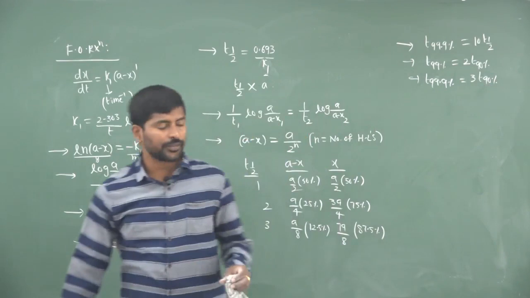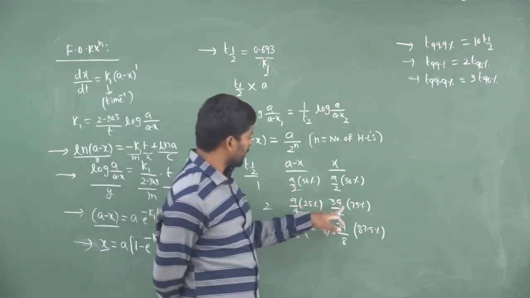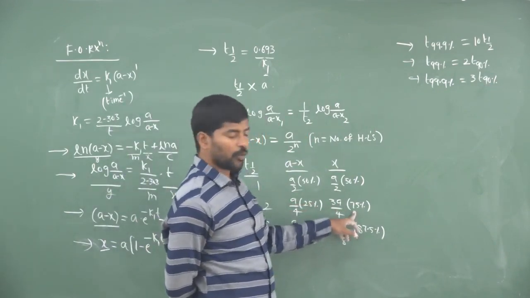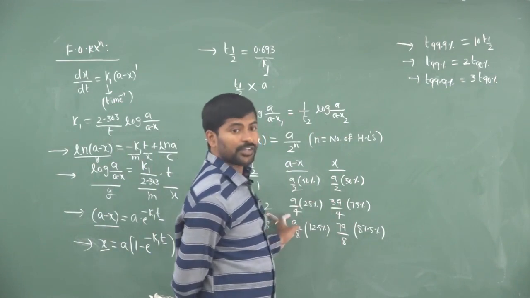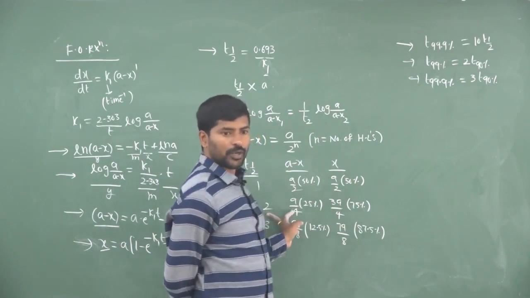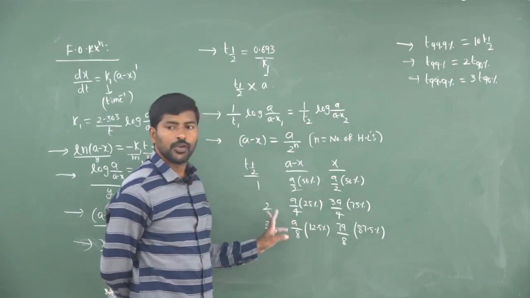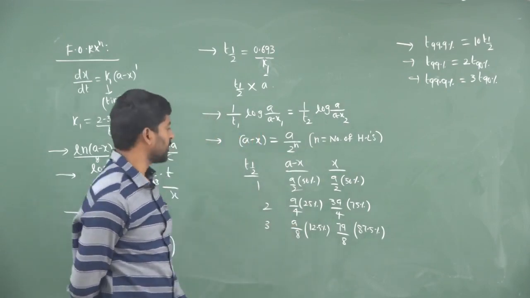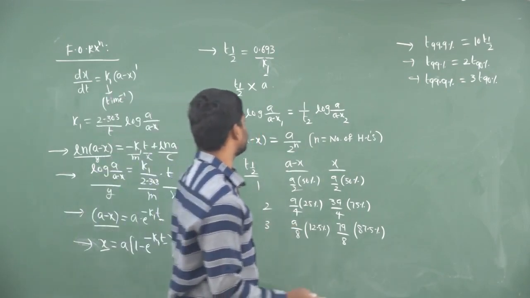If you see the difference, to complete 75% of a zero order reaction, how many half-lives are required? For zero order reaction, 1.5 half-lives are required, but for first order reaction, 2 half-lives are required to complete 75% of the reaction.